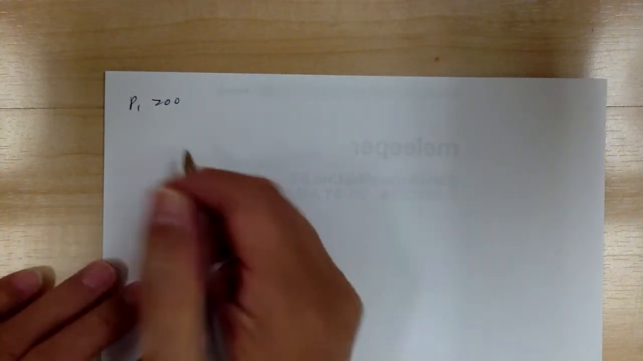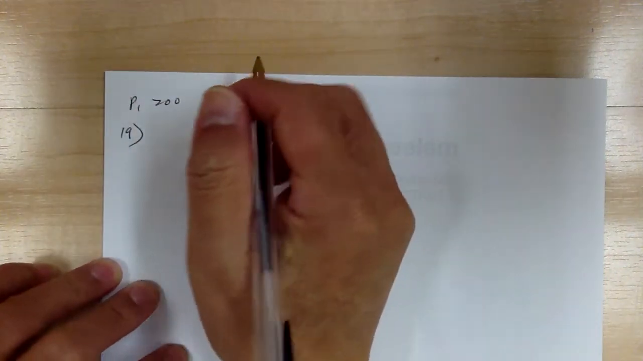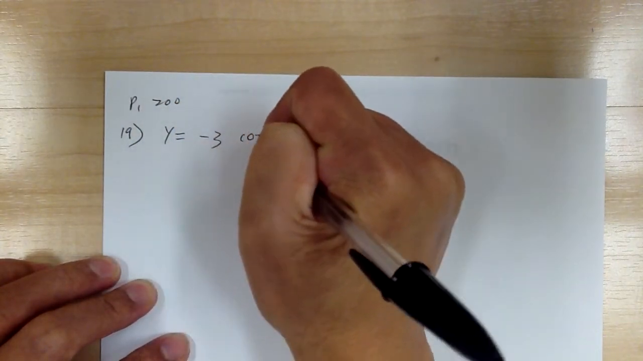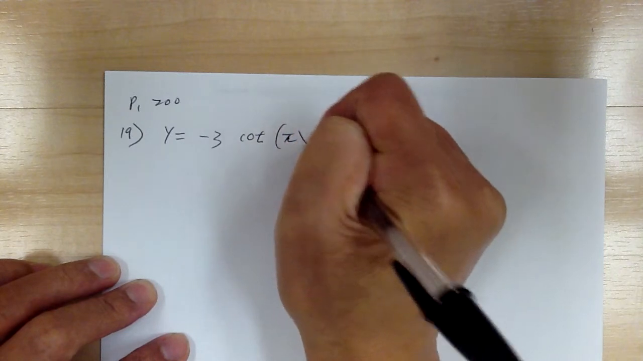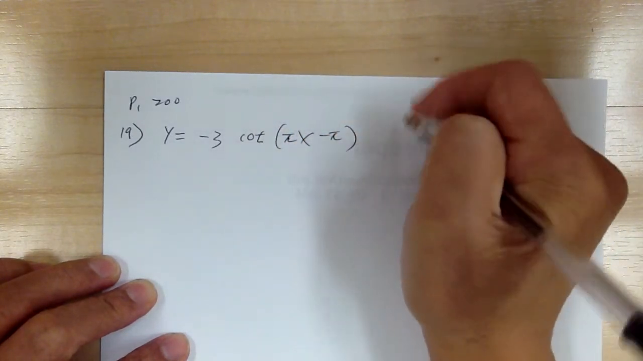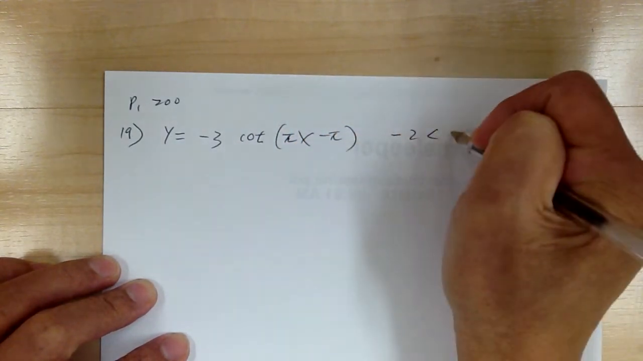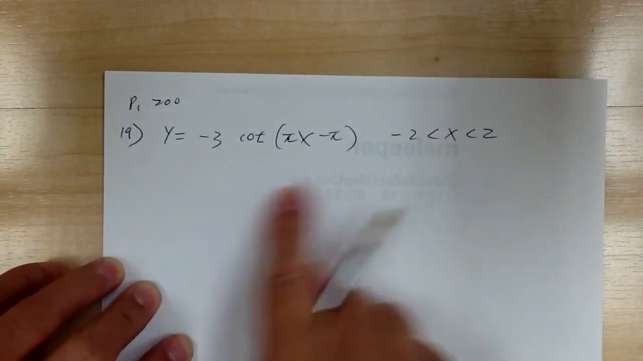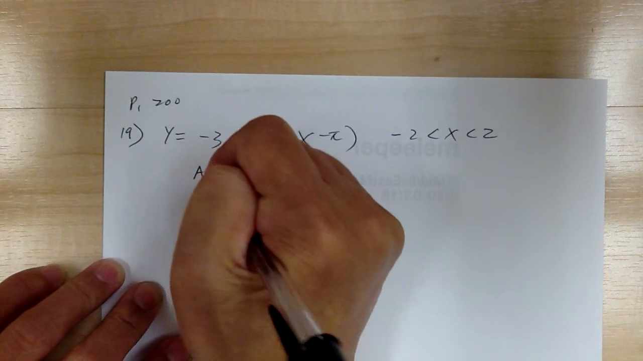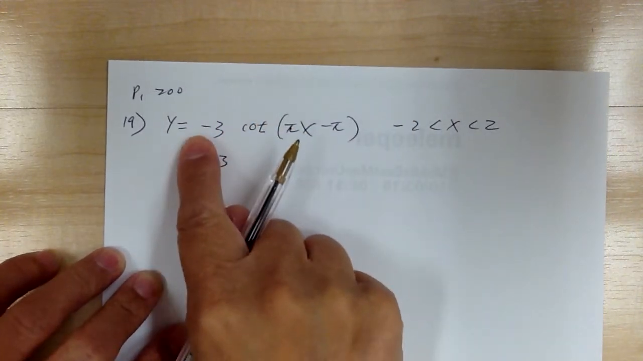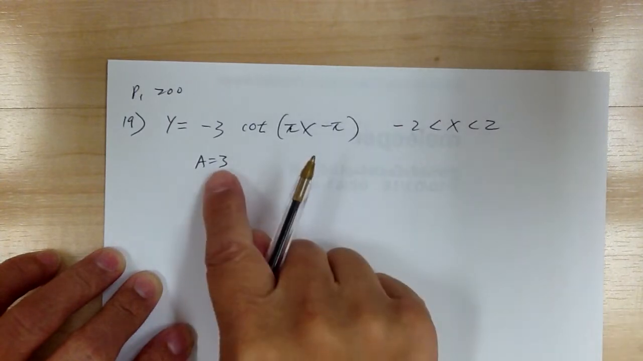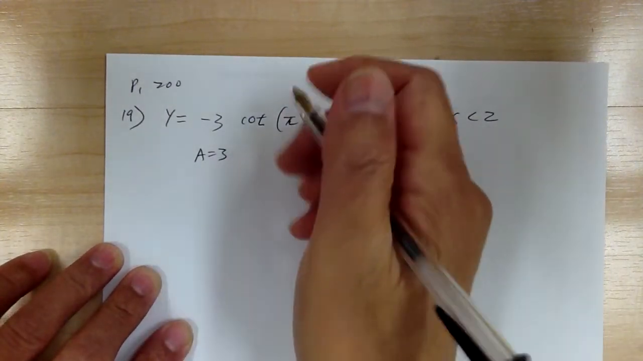Let's go to page 200 and let's do number 19. y equal to -3 cotangent of pi x minus pi, and you want to go from -2 to 2. Okay. So you can get all the information. So a equal to 3. Now remember, negative, it just tells you that the graph gets flipped upside down. Okay, so a is absolute value, so it's always positive.